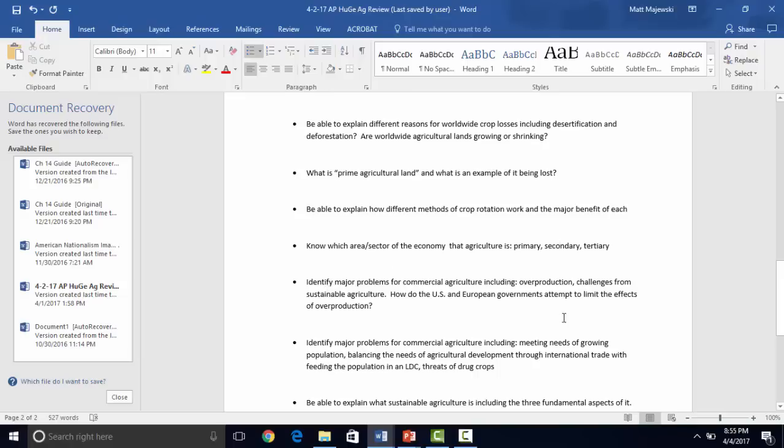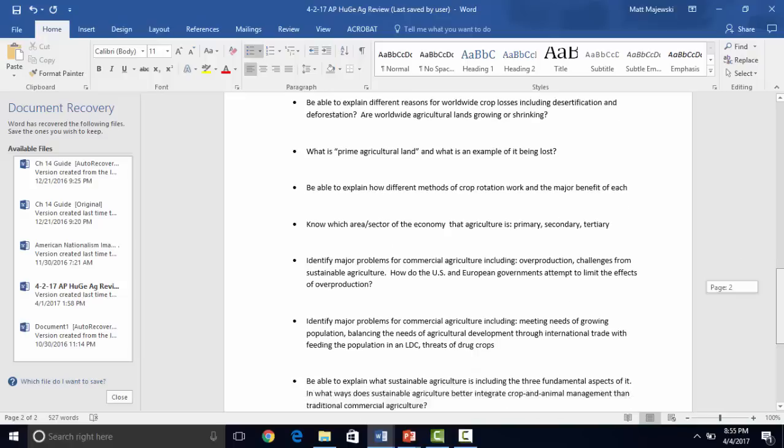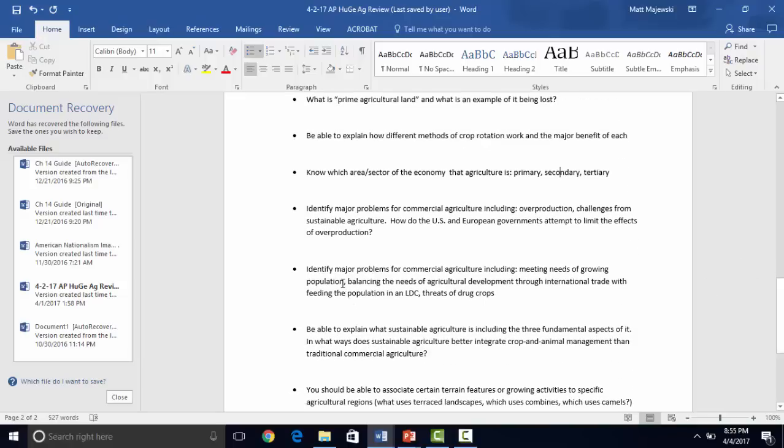Major problems for commercial ag: meeting the needs of a growing population. Remember, the population continues to grow, and so it falls on a lot of commercial farms to try to produce more to meet the needs of that population. Remember, how do they do that? They're going to try to create new agricultural lands out of lands that didn't exist before. They're going to try to produce more on the lands that they're already using, like the Green Revolution.